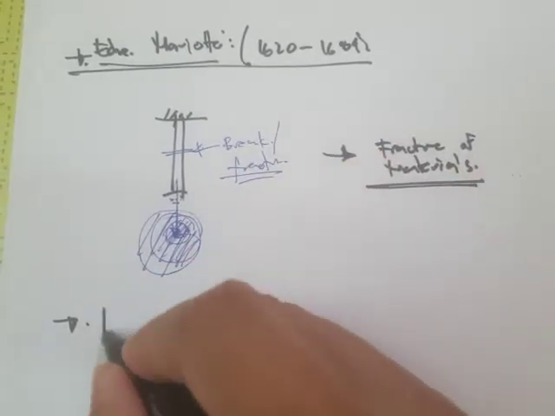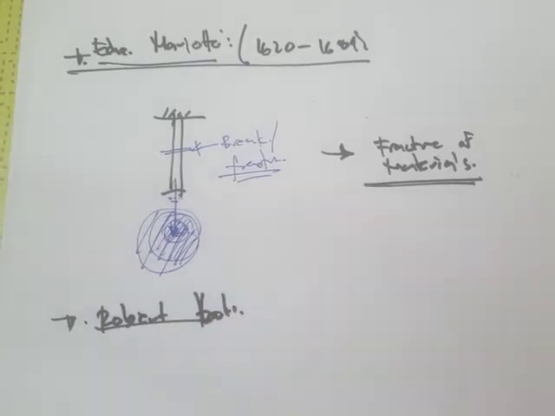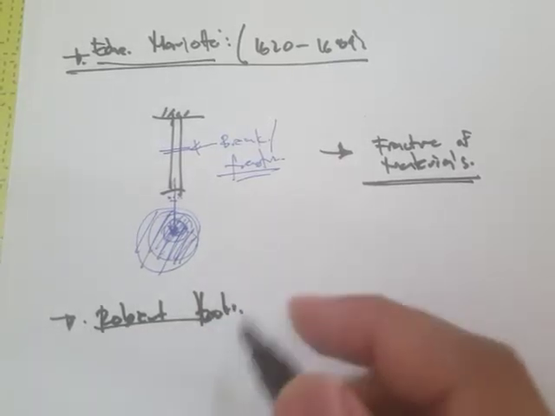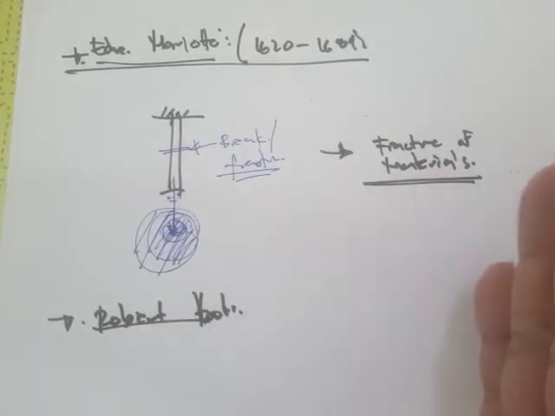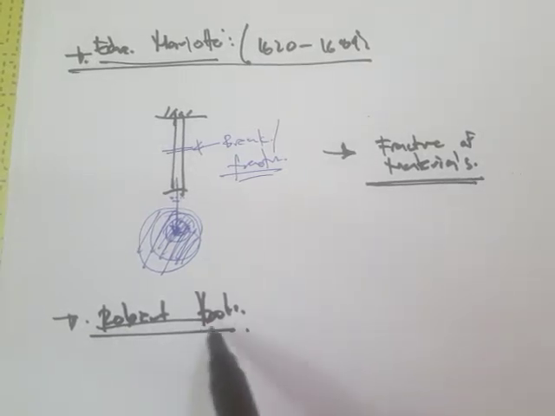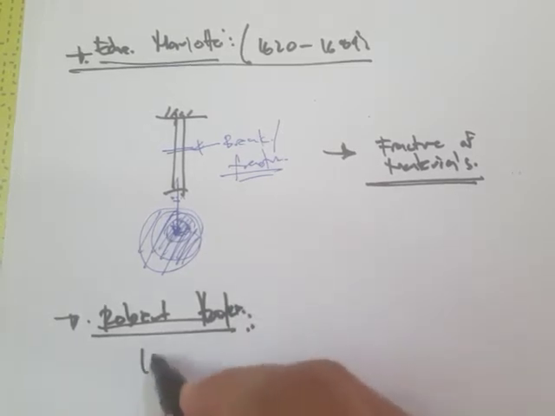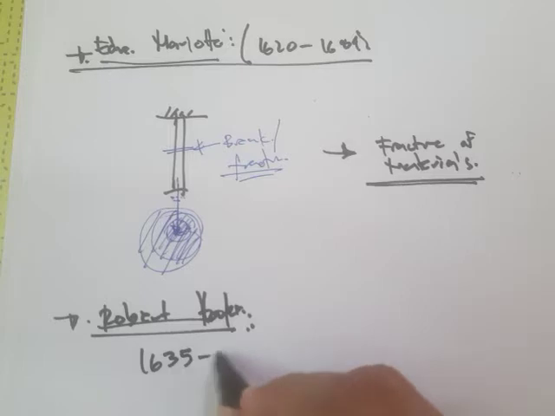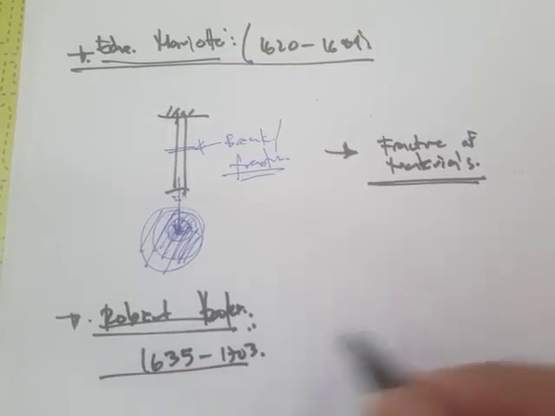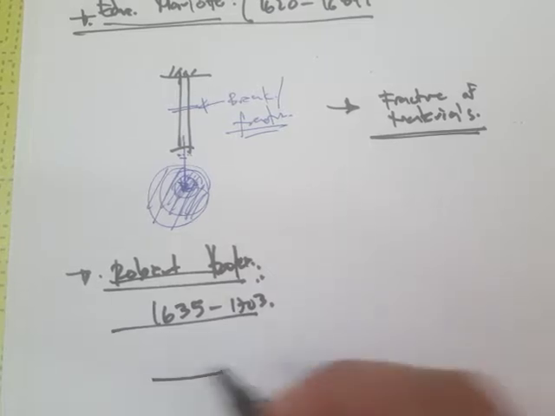Now another one is Robert Hooke. Robert Hooke is also a contemporary of Newton, although I think he's before Newton, just some years before Newton. So Robert Hooke, 1635 to 1703, had an experiment on springs.